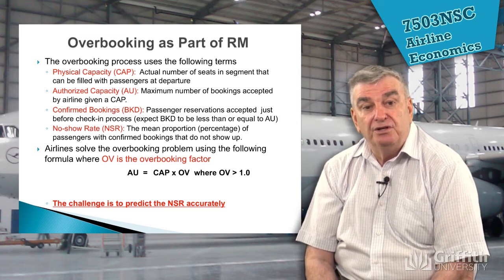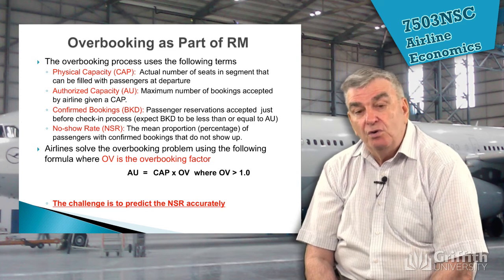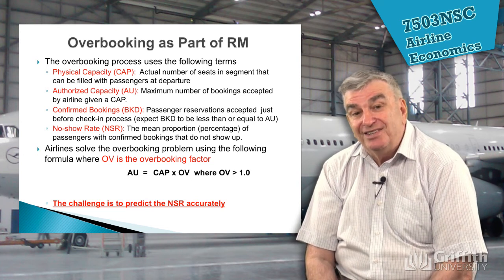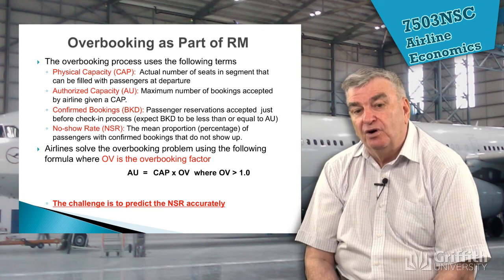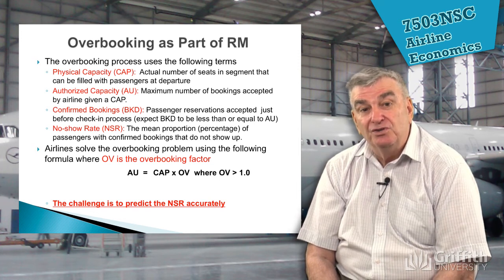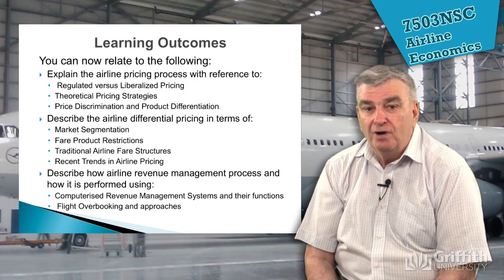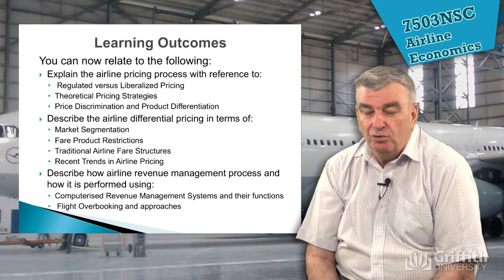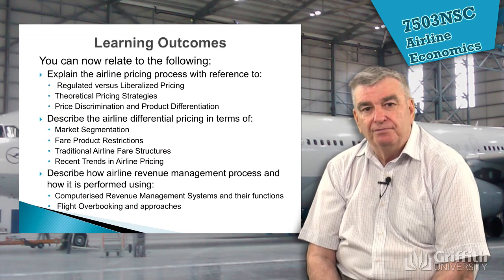So we'll be looking at the different terms: physical capacity, authorised capacity, confirmed bookings, no-show rate. We'll be combining those into formulas to see how airlines work out how much they are going to overbook a flight by. And the big thing is that trying to predict that is difficult, because if more people turn up than you predicted, you have a problem as an airline. It's not good for your reputation. What are you going to do to preserve that reputation?